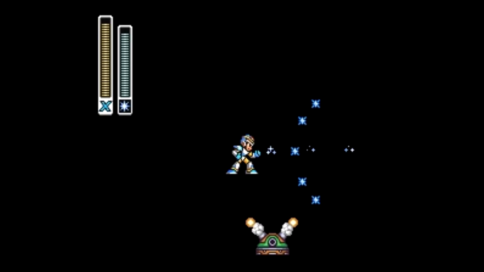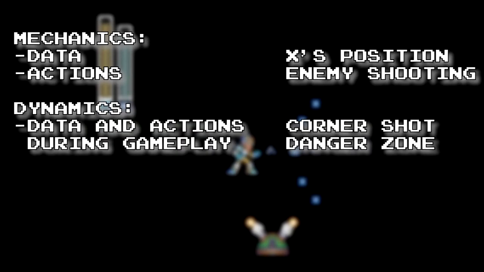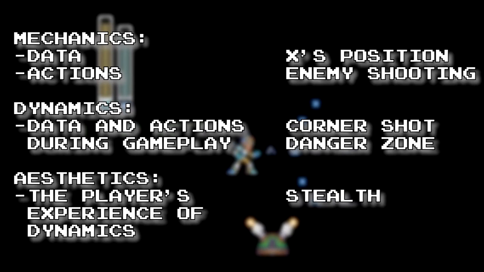In all, the MDA framework outlines 3 layers of abstraction. Mechanics cover the individual data and actions of the game. Dynamics label a group of mechanics in gameplay. And aesthetics label the player's experience of a group of dynamics. As they become further abstract, they grow more subjective. Mechanics are discrete and immediate in the game. Dynamics only occur through gameplay, and aesthetics depend on a player's interpretation of a game.